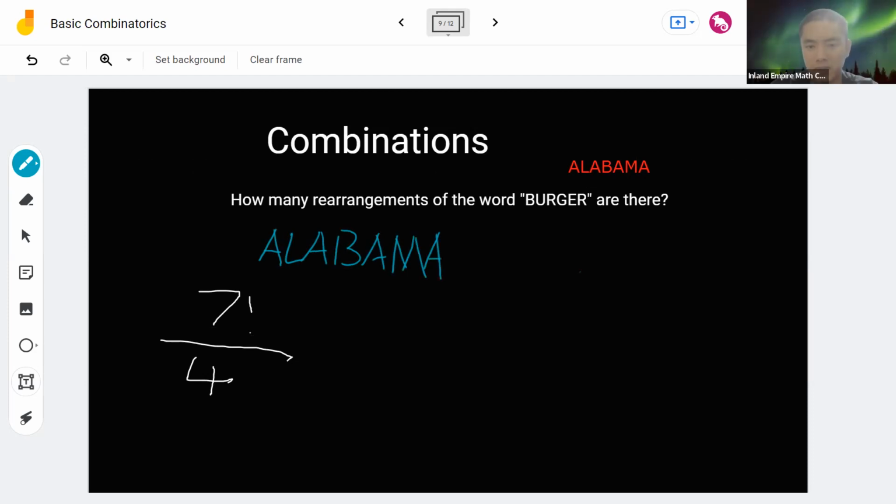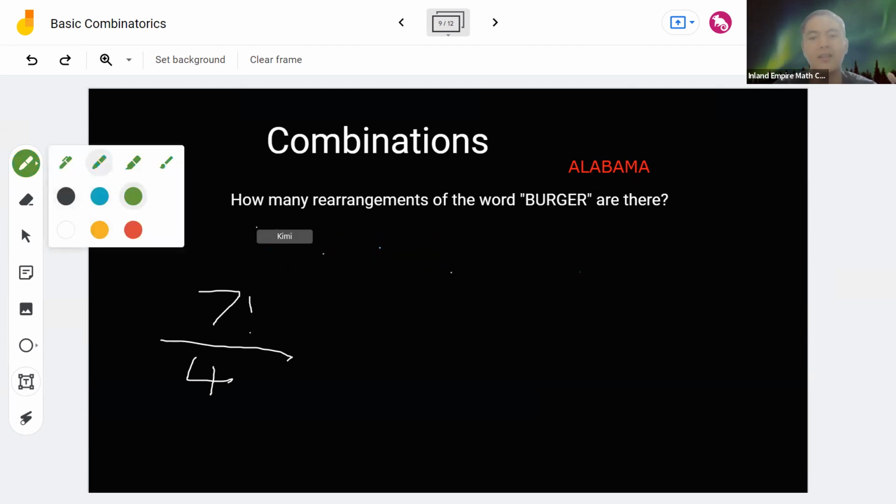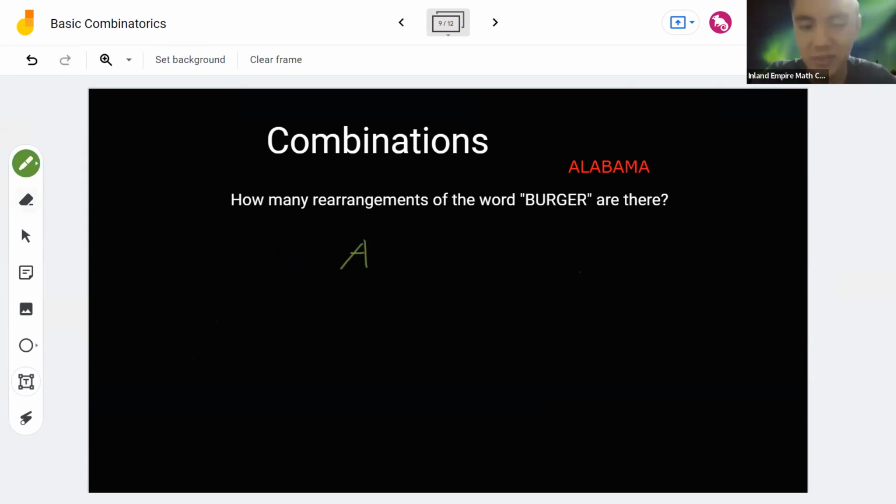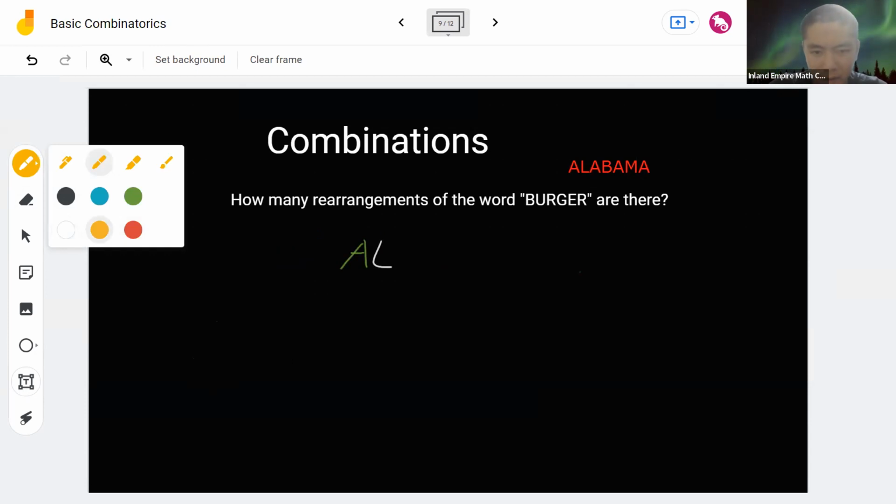You are on the right track. However, it's not quite just 4, because the 4 A's don't simply translate into 4. It actually translates into 4 factorial. And I'm going to show you why right now.